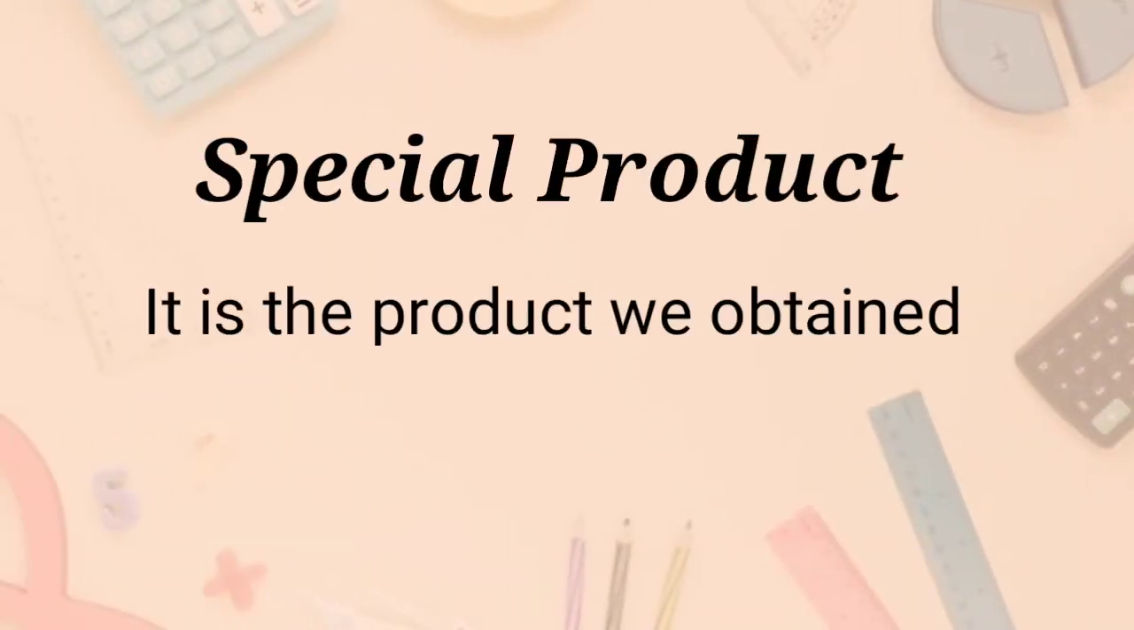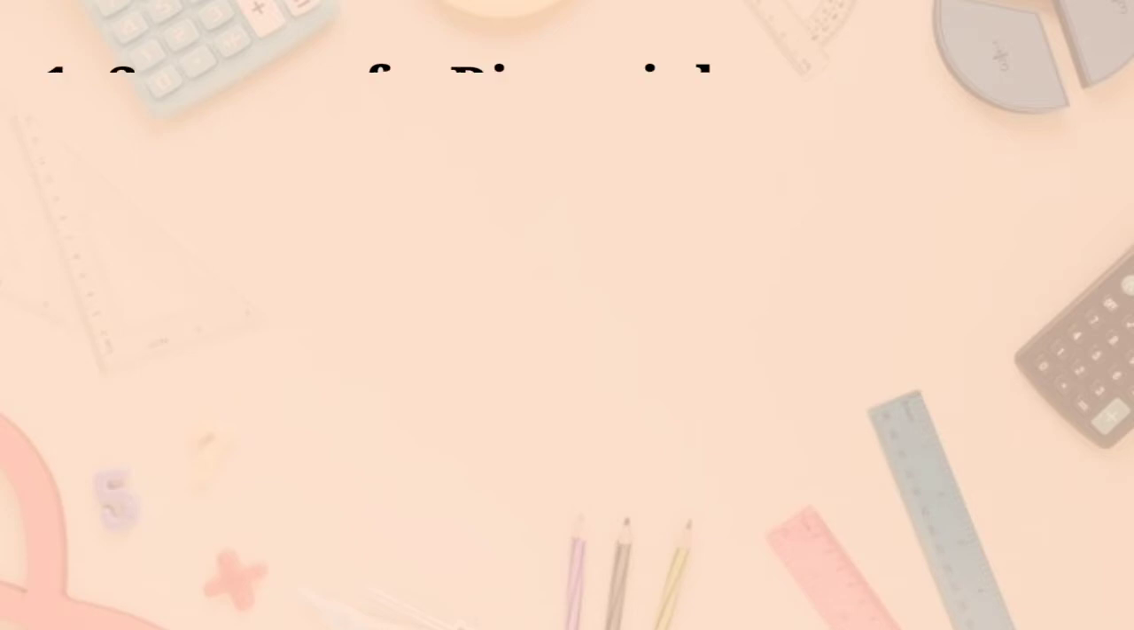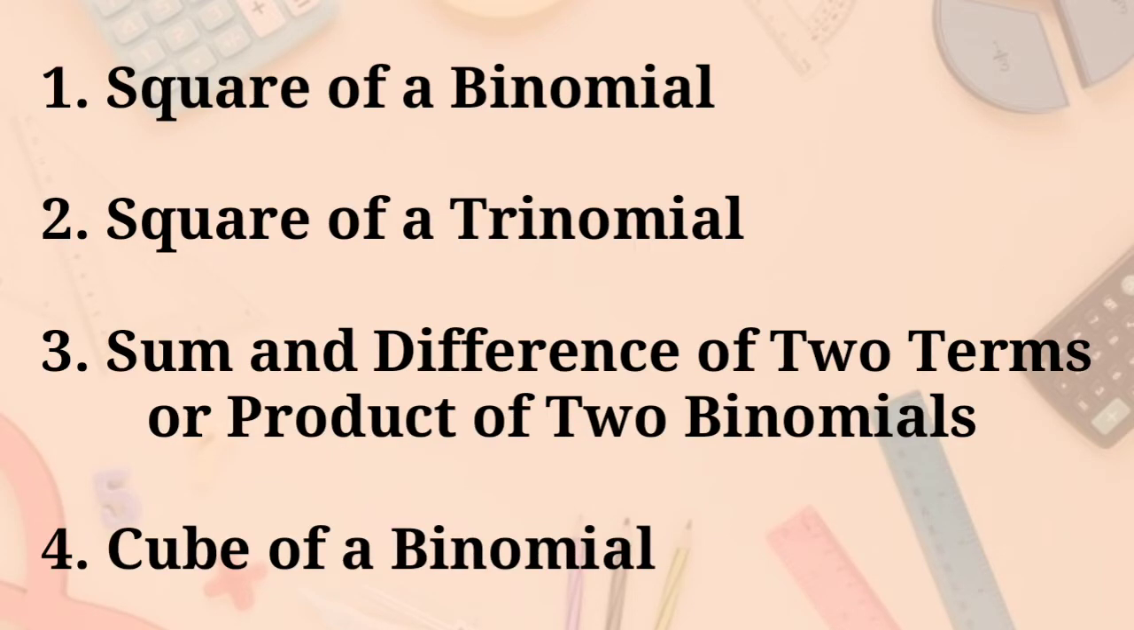Good day everyone. I am going to discuss special product. Special product is a product we obtained by applying the patterns or methods of multiplying polynomials. There are four patterns or methods under special product. These are the square of a binomial, square of a trinomial, sum and difference of two terms, or product of two binomials, and cube of a binomial.